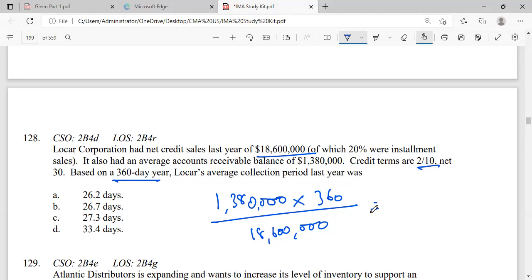So let us just do it now. 1,380,000 multiplied by 360 divided by 18,600,000. 26.70. Yeah, and that is the answer here.